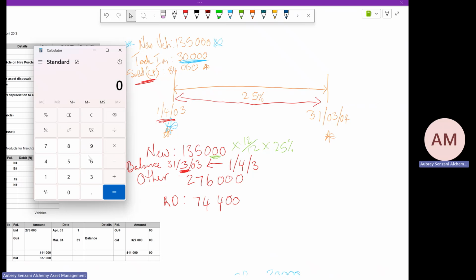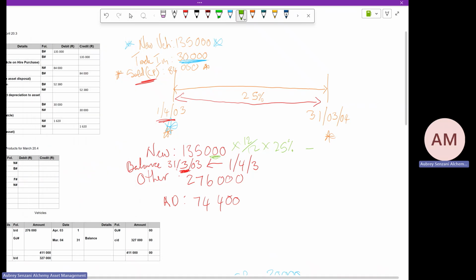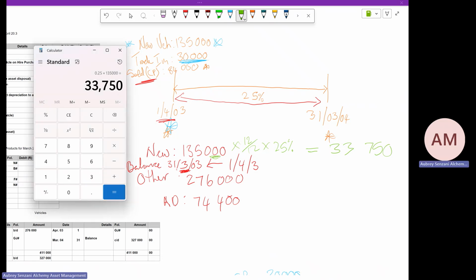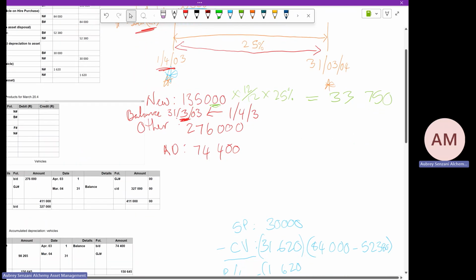Let me just clear this. 0.25 times 135, and that is the depreciation you have on the new vehicle. So that's 33,750. Are we correct? Yes, that's correct. Then we now need the depreciation on the other vehicles. So first things first, before we can proceed with that, we need to calculate.